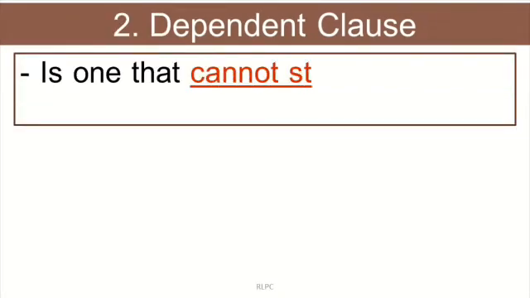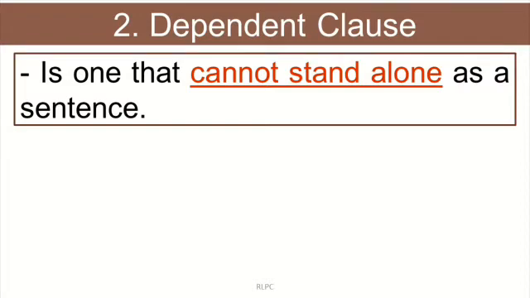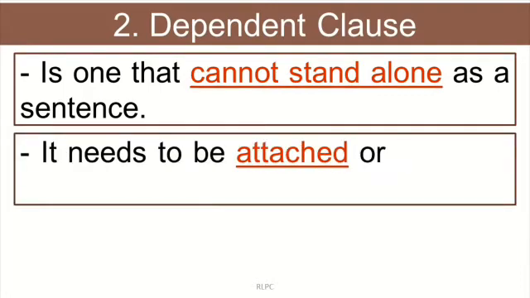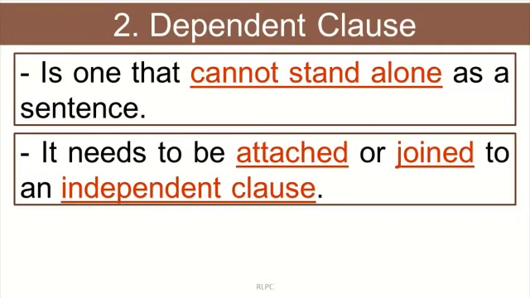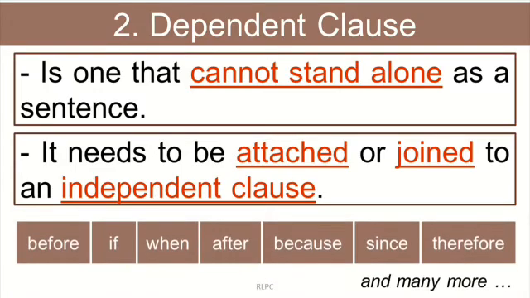How about the dependent clause? It is a type of clause that cannot stand alone as a sentence. It's because sometimes it has a subject but no predicate. It has predicate but no subject, or sometimes it has both but it does not have a complete thought. From the name itself, dependent, therefore, it needs to be attached or joined to an independent clause. And it normally starts with before, if, when, after, because, since, therefore.